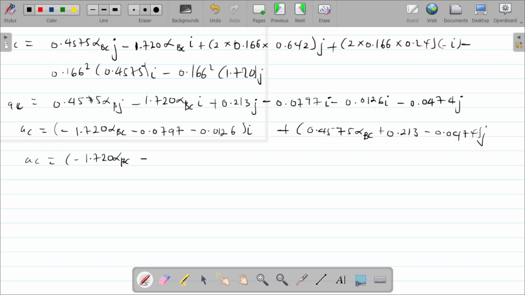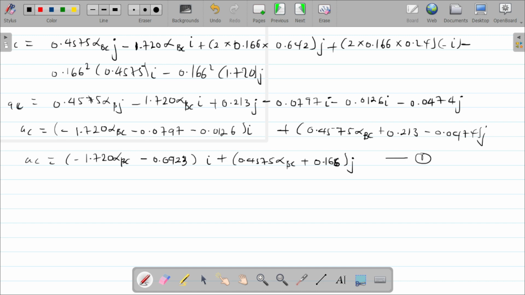0.0797 minus 0.0126, so minus 0.0923 I plus 0.4575 alpha BC, 0.213 minus 0.0474, so that will be plus 0.16166 J. So let's say equation 1.